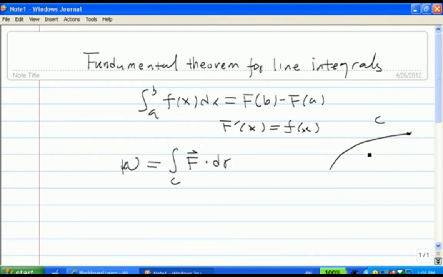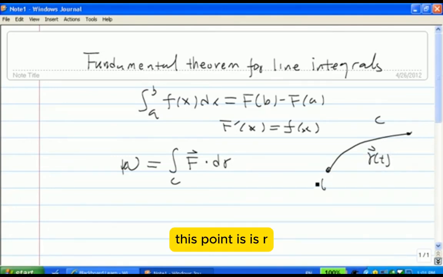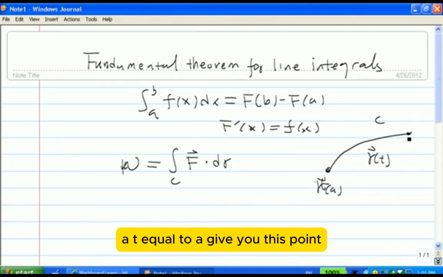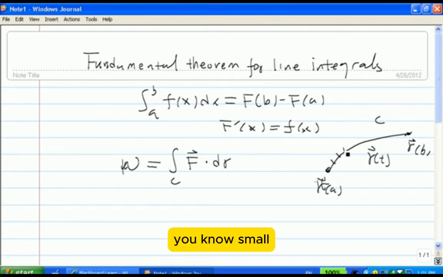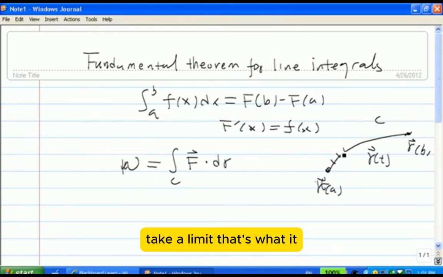Any curve can be described by a parametric equation r. This point is r(a); t equal to a gives you this point. This point is r(b); in other words, t equal to b gives you this point. Force times displacement, for each small piece, you just add them together and take a limit.